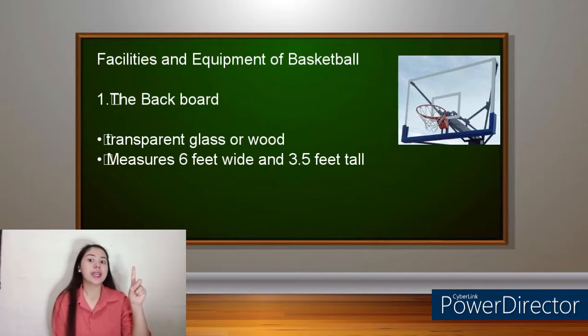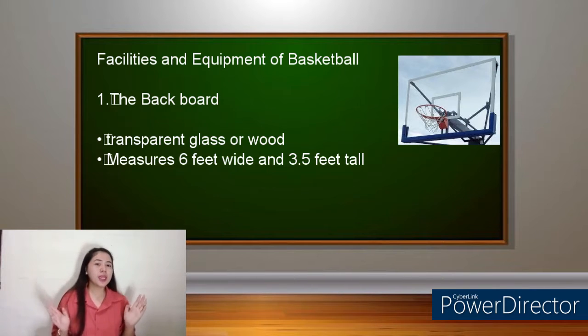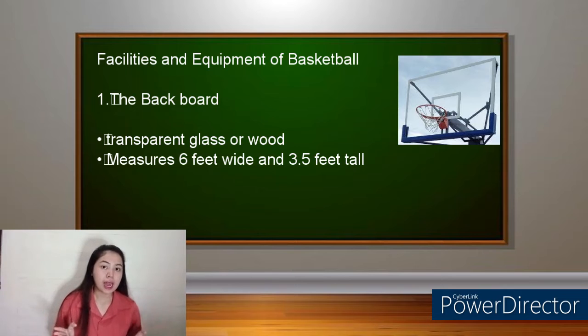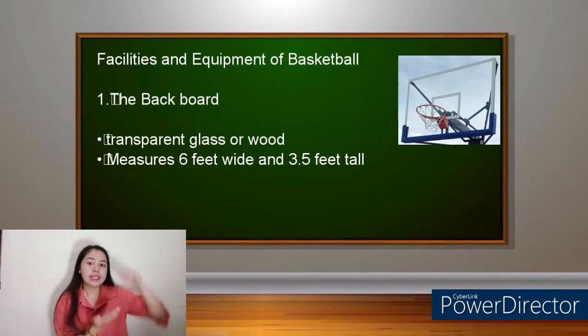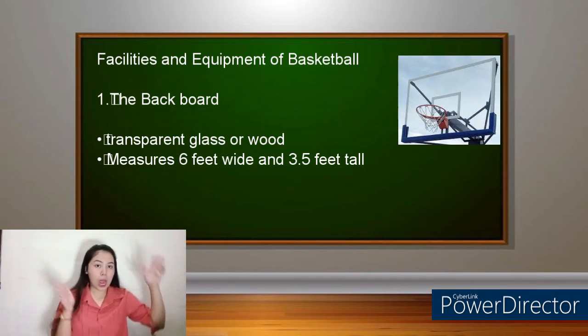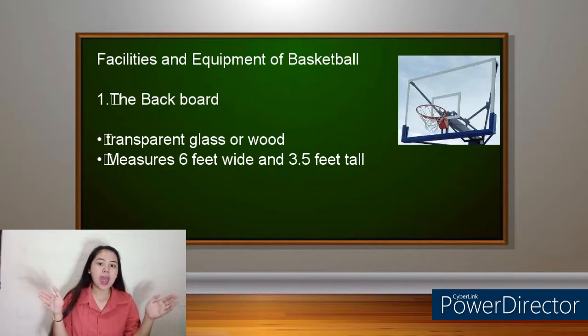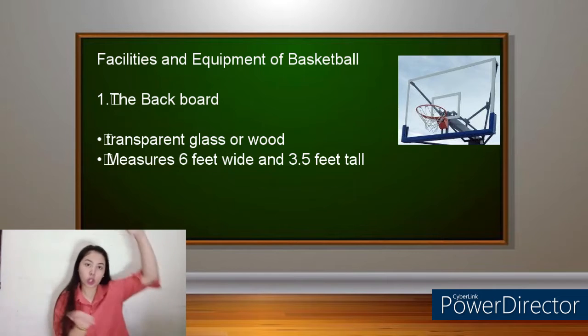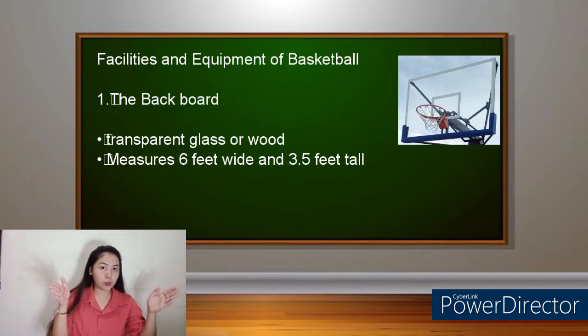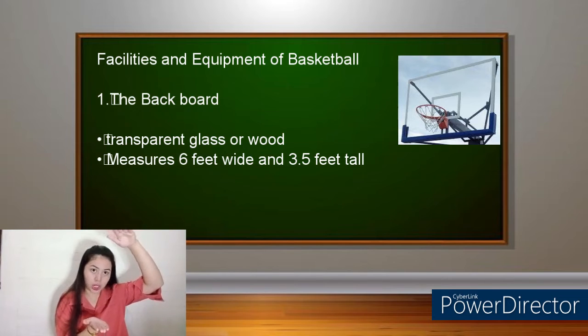Facilities and equipment of basketball. Number 1 is the backboard. Made of transparent glass in professional courts, but sometimes in barangay courts, it will be wood. That you can see in your barangay, right? It is wood. Okay. It measures 6 feet wide and 3.5 feet tall.